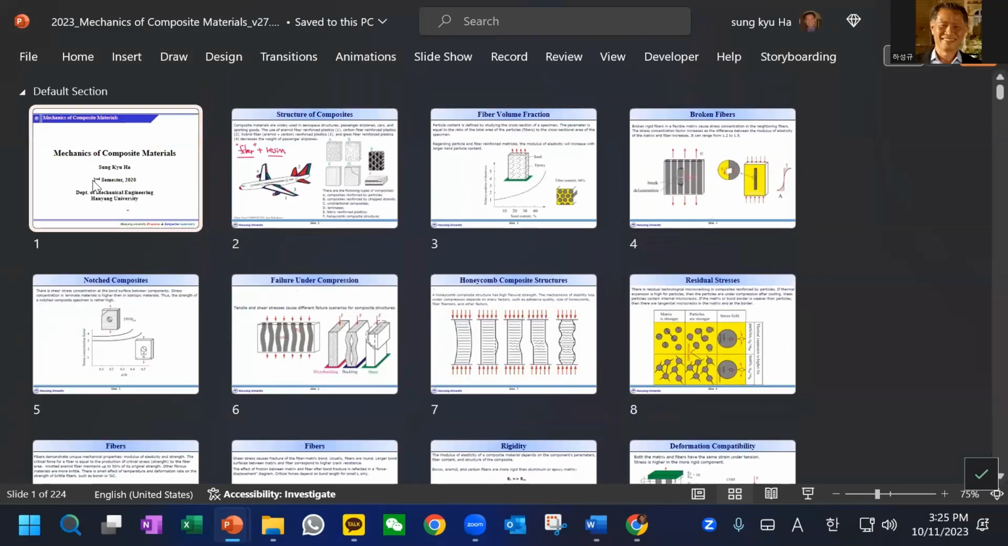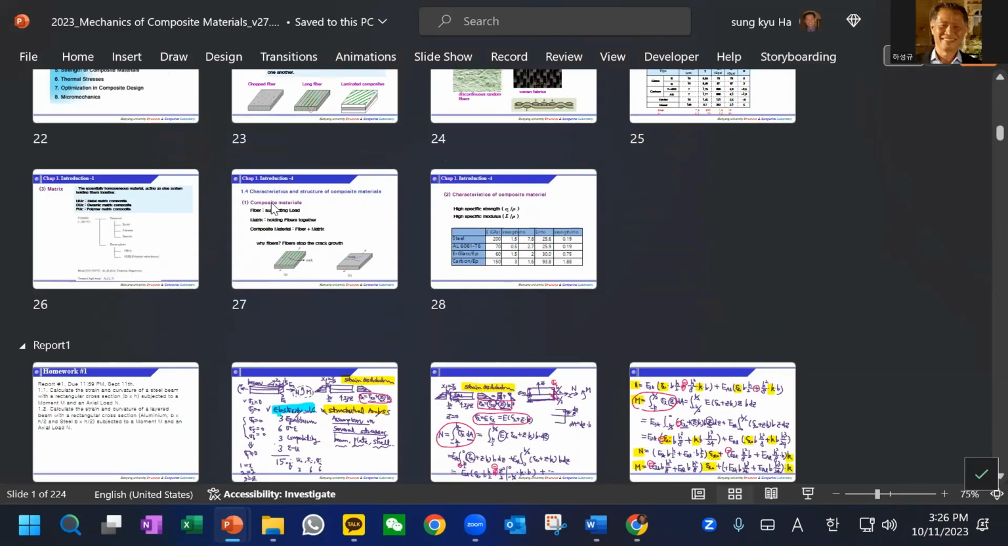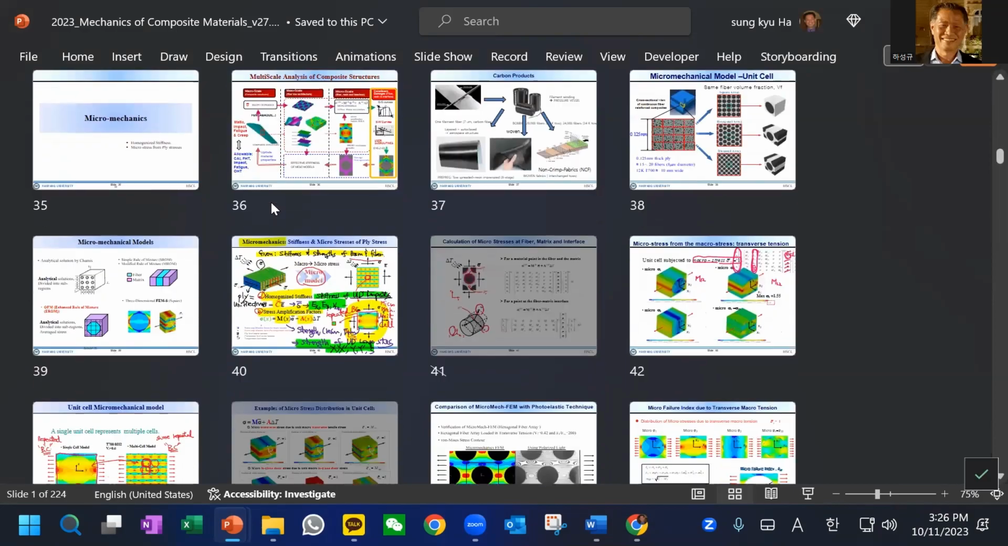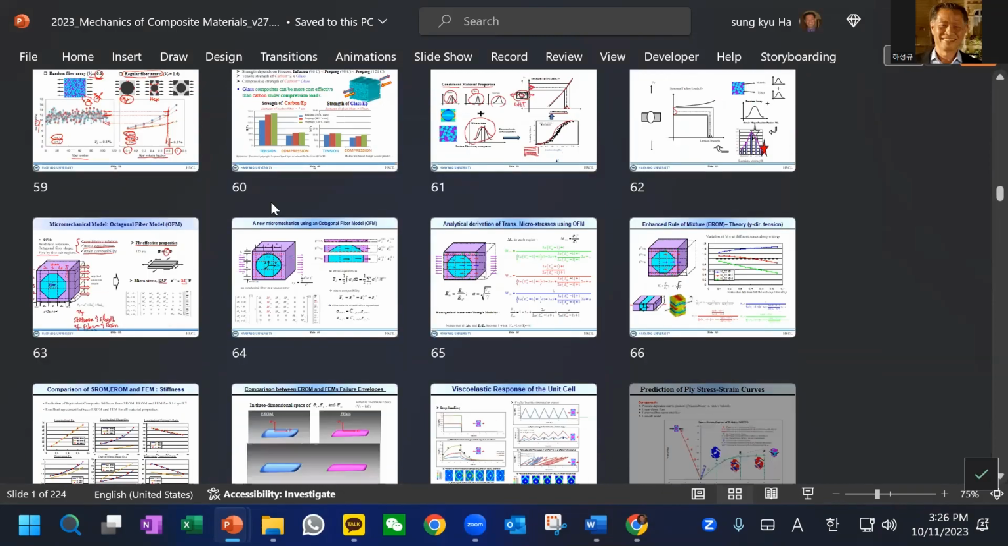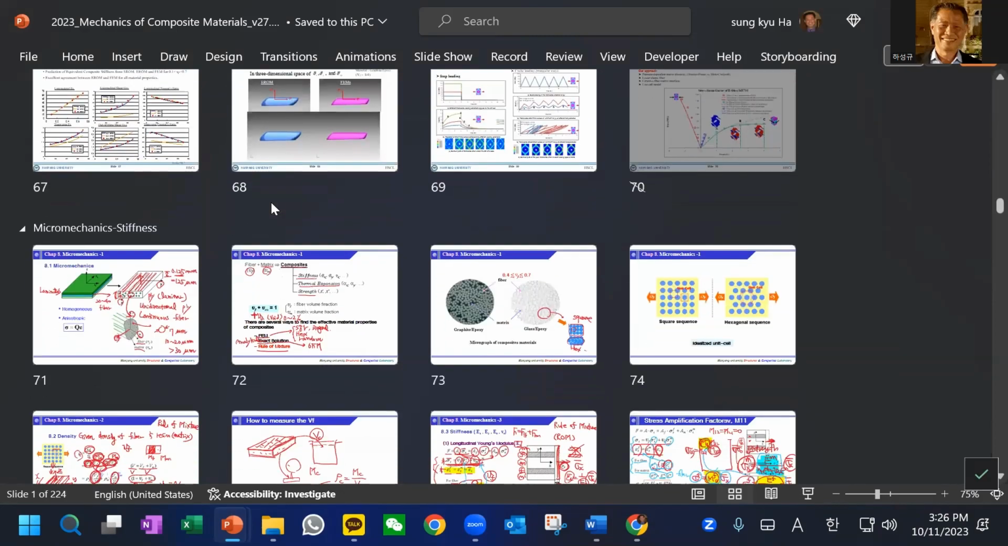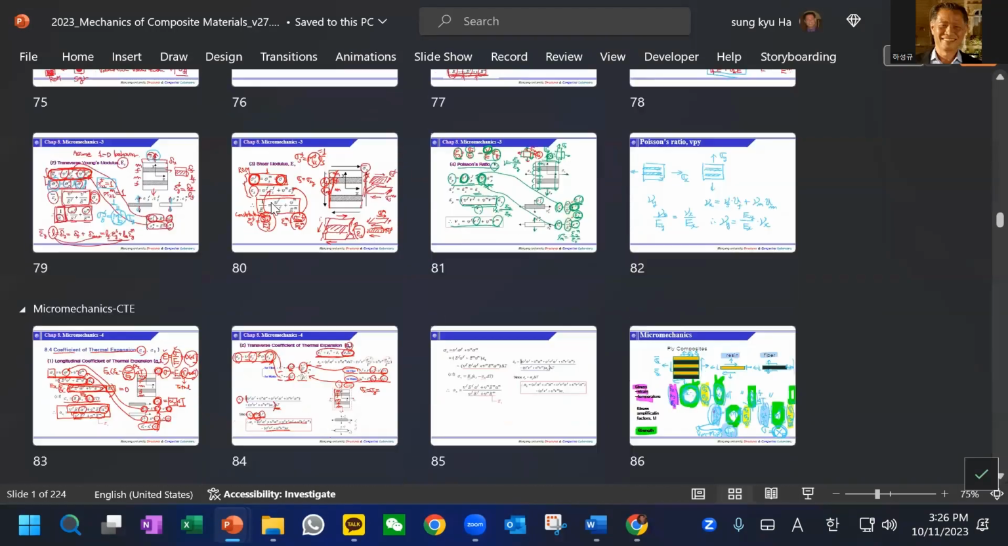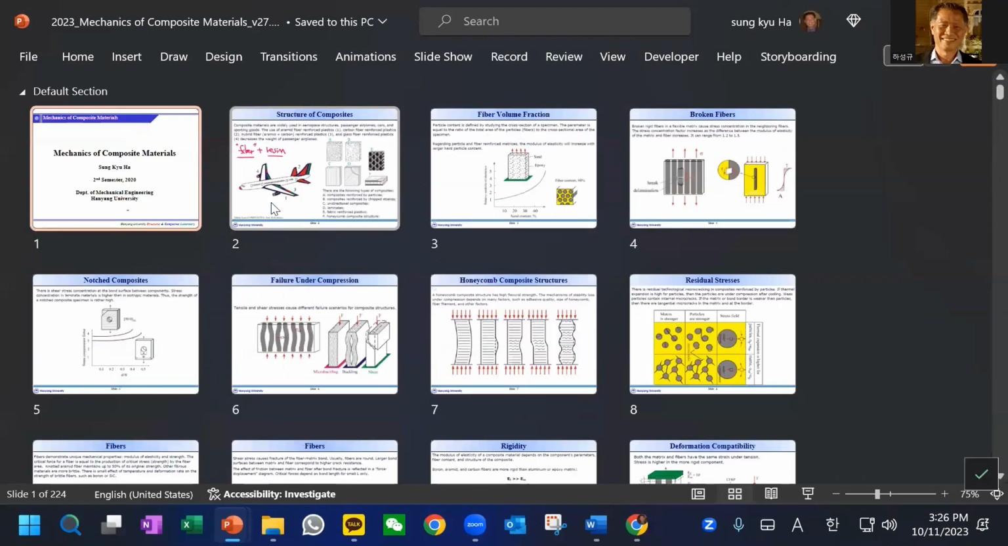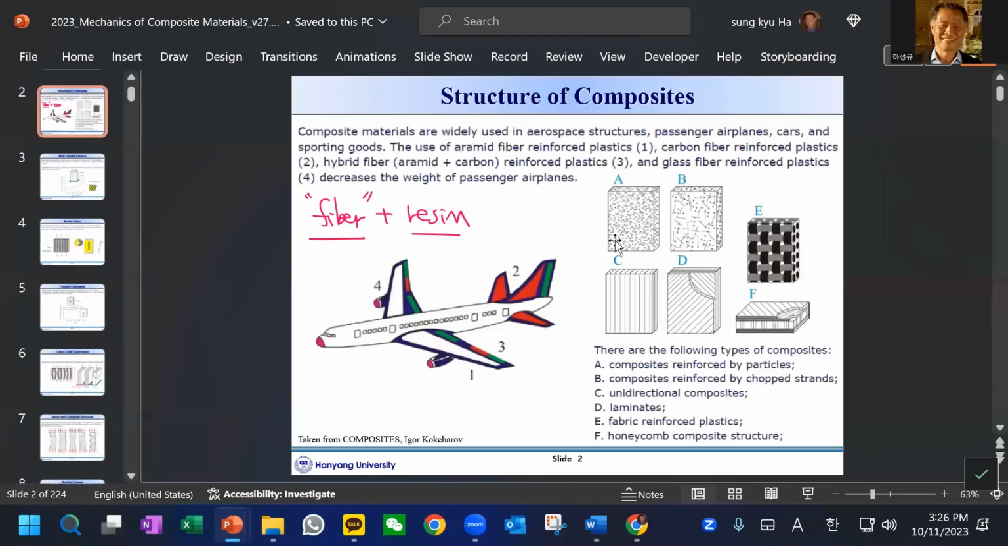Okay, but still, as the introduction of composite materials, we like to briefly review several slides. We've been already discussing many features of the composites, but just for the purpose of review again, I will go ahead with using a different slide.